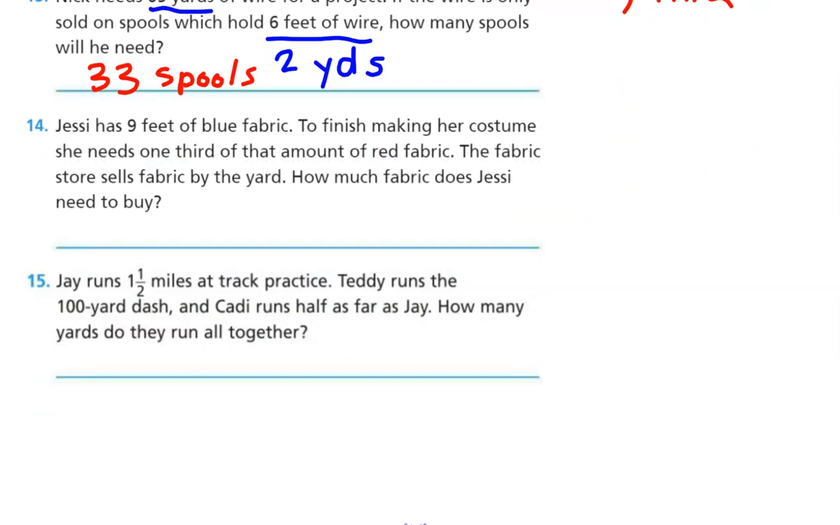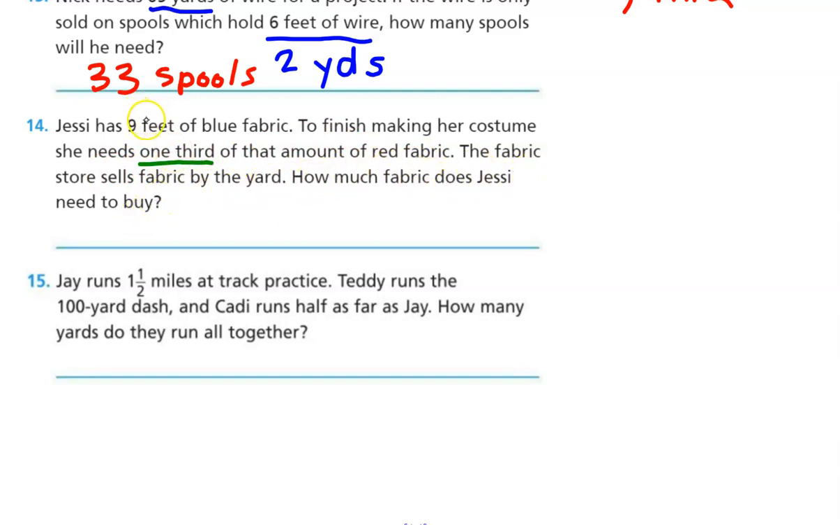For this next problem, we are working with Jessie, who's got some fabric issues. It says Jessie has 9 feet of blue fabric. So this is what she already has. To finish making her costume, she needs 1/3 of that amount of red fabric. The fabric store sells fabric by the yard. How much fabric does Jessie need to buy?